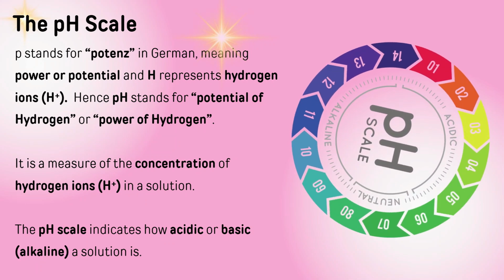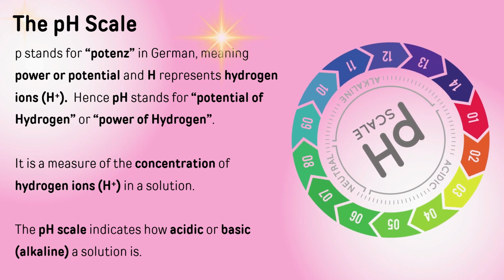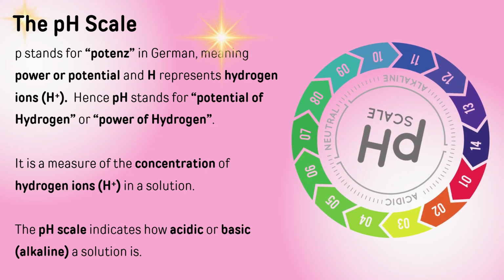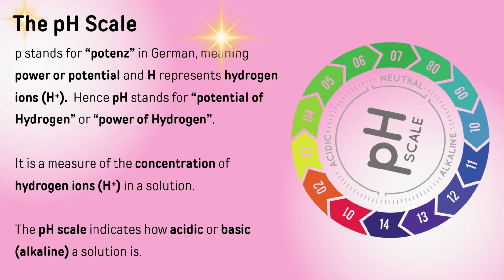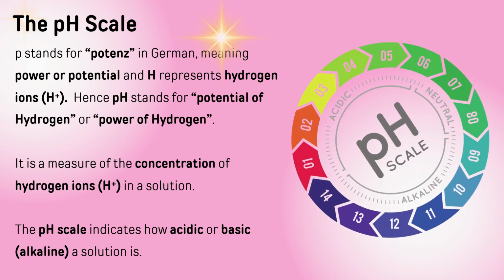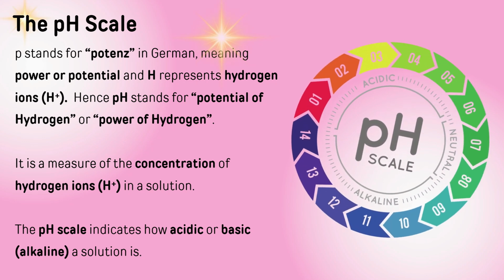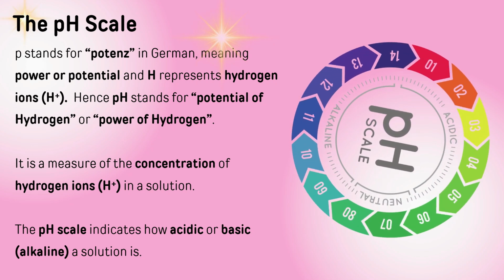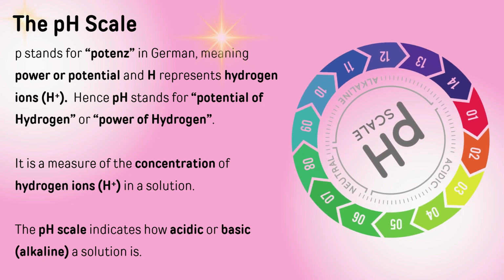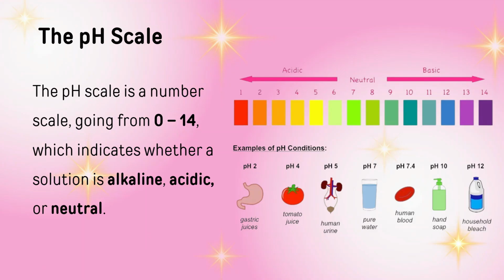The pH scale. P stands for potens in German, meaning power or potential, and H represents hydrogen ions. Hence, pH stands for potential of hydrogen or power of hydrogen. It is a measure of the concentration of hydrogen ions in a solution. The pH scale indicates how acidic or basic a solution is. The pH scale is a number scale going from 0 to 14, which indicates whether a solution is alkaline, acidic, or neutral.